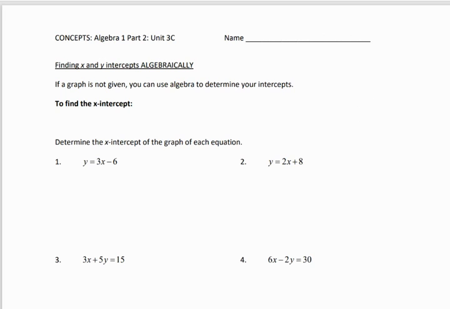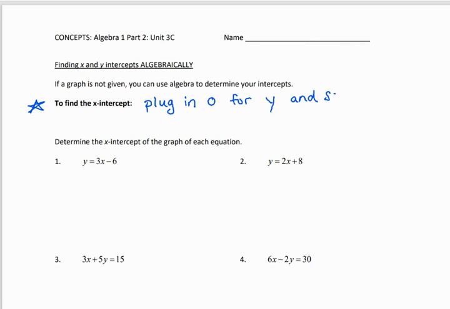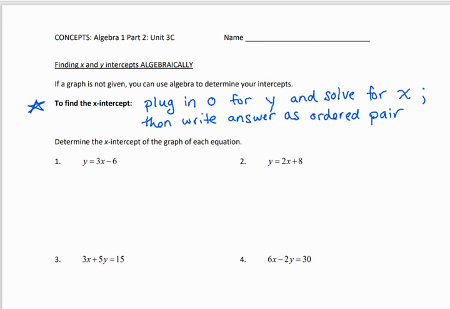So it says that if a graph is not given, we can use algebra to actually determine the intercepts. So here's what you have to have memorized. To find the x-intercept, you are going to plug in 0 for y and solve for x. Then write the answer as an ordered pair. Super important, you're copying that right now.